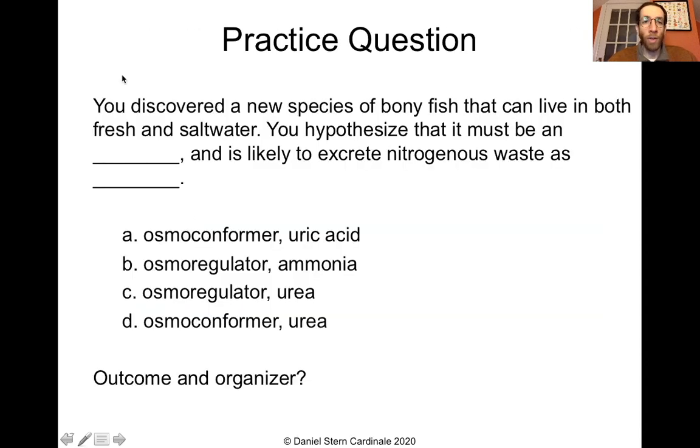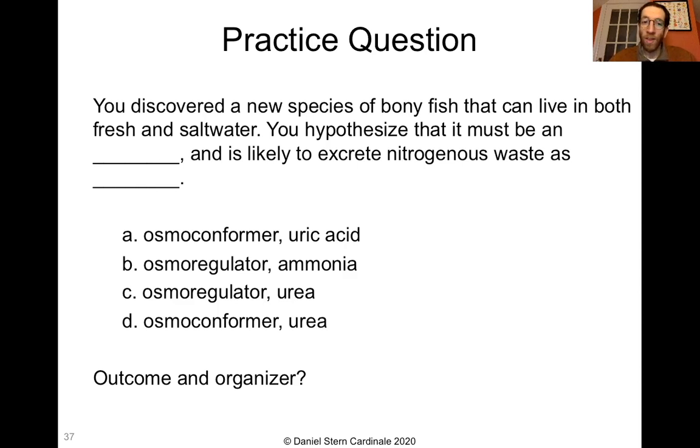Today's practice question is that you have discovered a new species of bony fish that can live in both fresh and salt water. You hypothesize that it must be a blank and is likely to excrete nitrogenous waste as blank. So the question is, is it an osmoconformer or an osmoregulator, and how is it excreting its nitrogenous waste? I'll give you a few seconds.